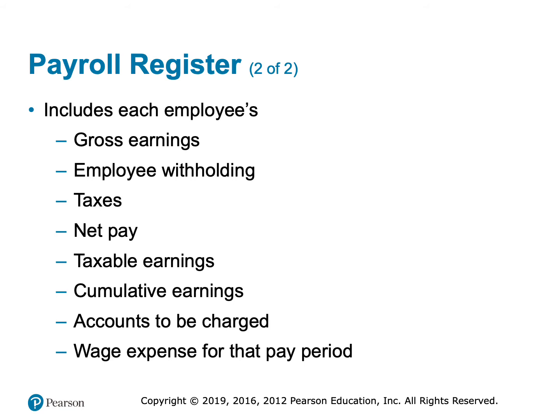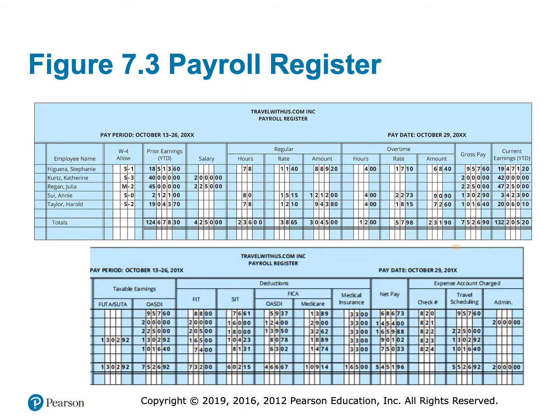So the payroll register is going to include for every employee what their gross earnings were, how much withholdings they had, taxes, their net pay, their taxable earnings, cumulative earnings, and then wage expense for that pay period. So here we can see the payroll register. We've got every employee listed out there. We've got whether they're married or single and how many allowances they get. We've got their prior earnings year to date. For Catherine and Julia, who are salaried, we've got their salary for this period only. Notice this is just for this one period, October 13th through 26th.